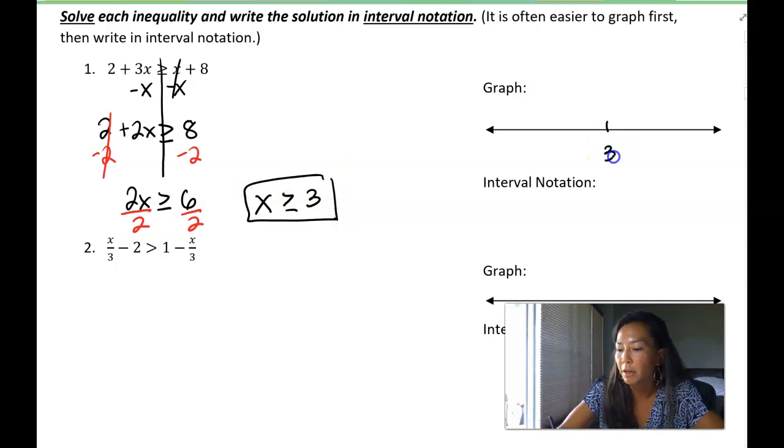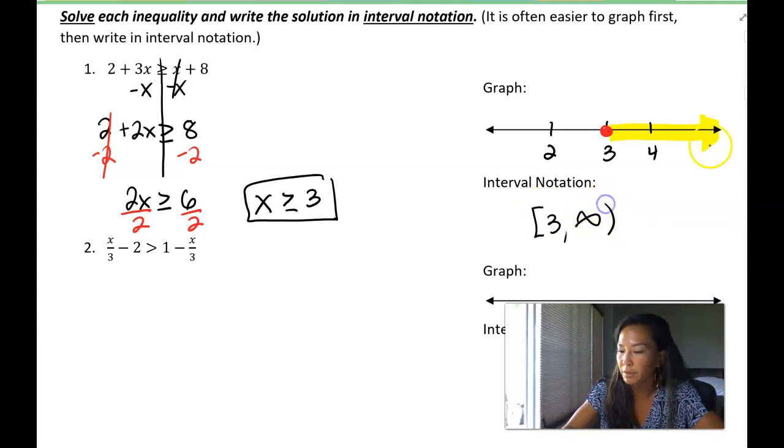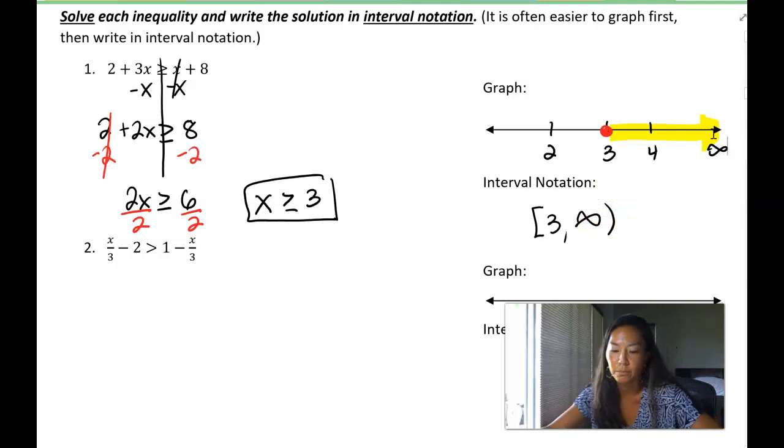Okay, now just practice graphing it. Press pause if you want to check it in the end. I'm just going to go through these problems kind of quickly, and just check your work. So now if I want to write this in interval notation, I start at 3 and go to positive infinity.